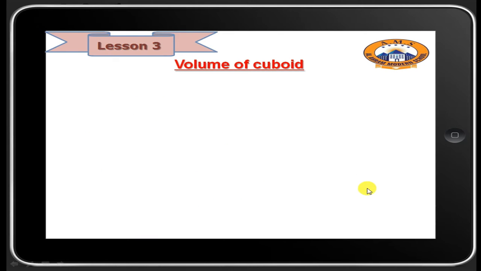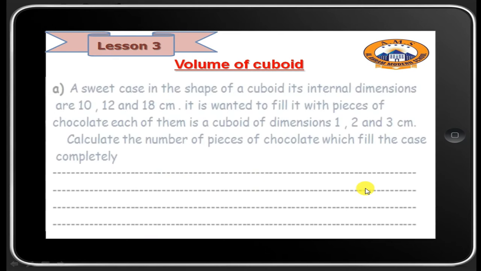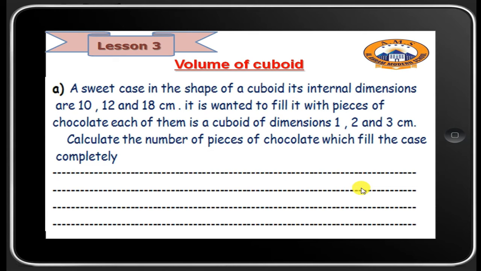Okay, another idea. This is a very important one also. A suitcase in the shape of a cuboid, its internal dimensions are 10, 12, and 18 centimeters. It's wanted to fill it with pieces of chocolate, each of them in the shape of a cuboid with the dimensions 1, 2, and 3 centimeters. Calculate the number of the pieces.